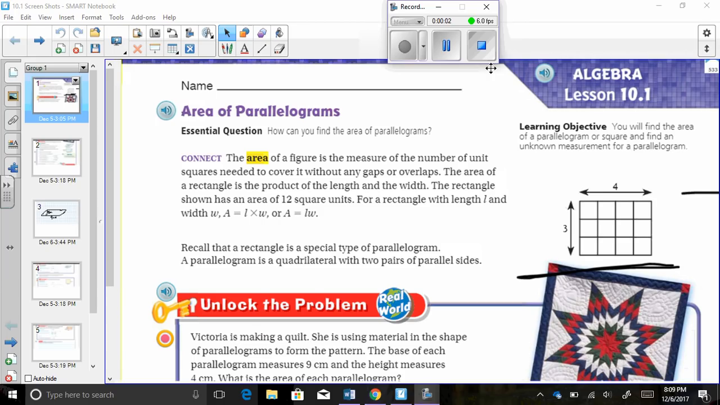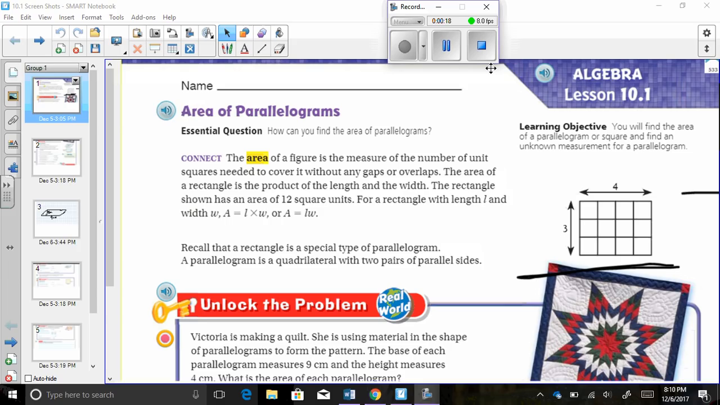Alright, today we're looking at Chapter 10, Lesson 1, which is Area of Parallelograms. We're going to be figuring out how you can find the area of parallelograms. Our learning objective is you will find the area of a parallelogram or square and find an unknown measurement for a parallelogram.